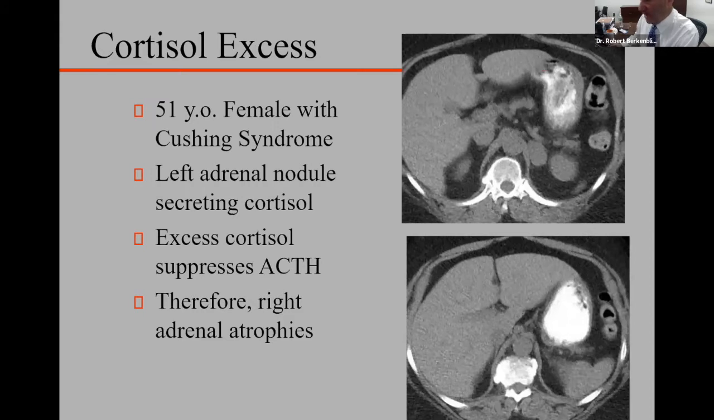So let's take a look at a case. This is a 51-year-old female with Cushing syndrome. The left adrenal nodule is seen secreting cortisol. Excess cortisol suppresses ACTH, and therefore the right adrenal gland atrophies. You can see how tiny the right adrenal gland is.